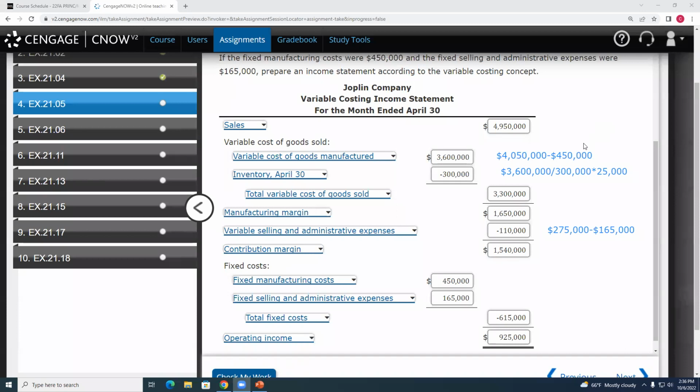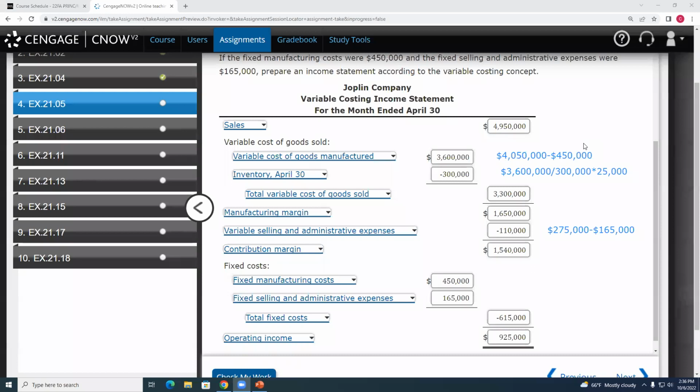Okay, so in this exercise 4, we were given an absorption costing income statement, and we had to convert it into a variable costing income statement. So I've included on the screen where I got my calculations, but let's just go through this. So we start with our sales. Sales are going to be the same regardless of which approach we are taking. That's based on how much we charged our customers for the product that we did sell.